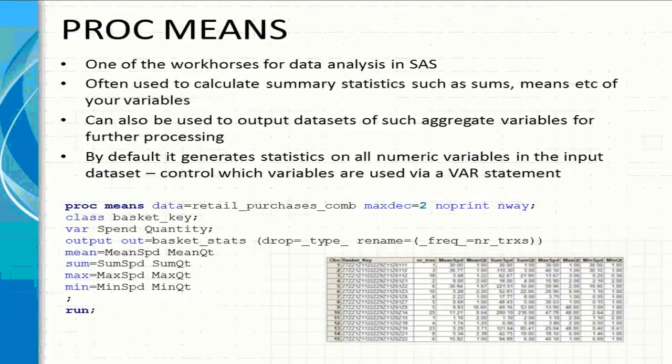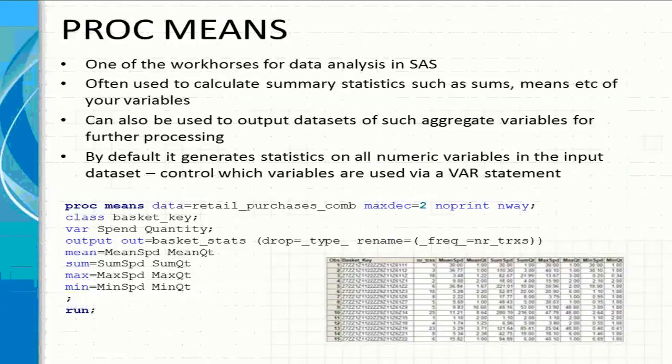Okay, so if we start off with proc means, it really is one of the workhorses for data analysis in SAS. You can use it to calculate summary stats such as sums, means of your variables, variances. You can specify a whole raft of statistical quantities to be calculated from proc means. It can also be used to output data sets of such aggregate variables for further processing, so, for example, the sum by, say, a given class variable. And by default, it generates stats on all of the numeric variables in the input data set. If you don't want this, you need to control it via a var statement.